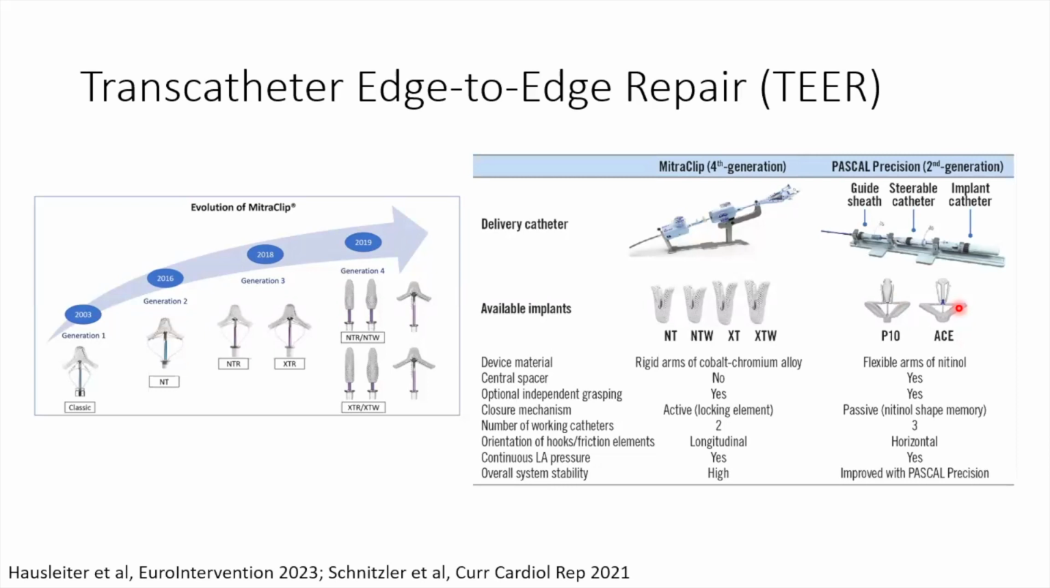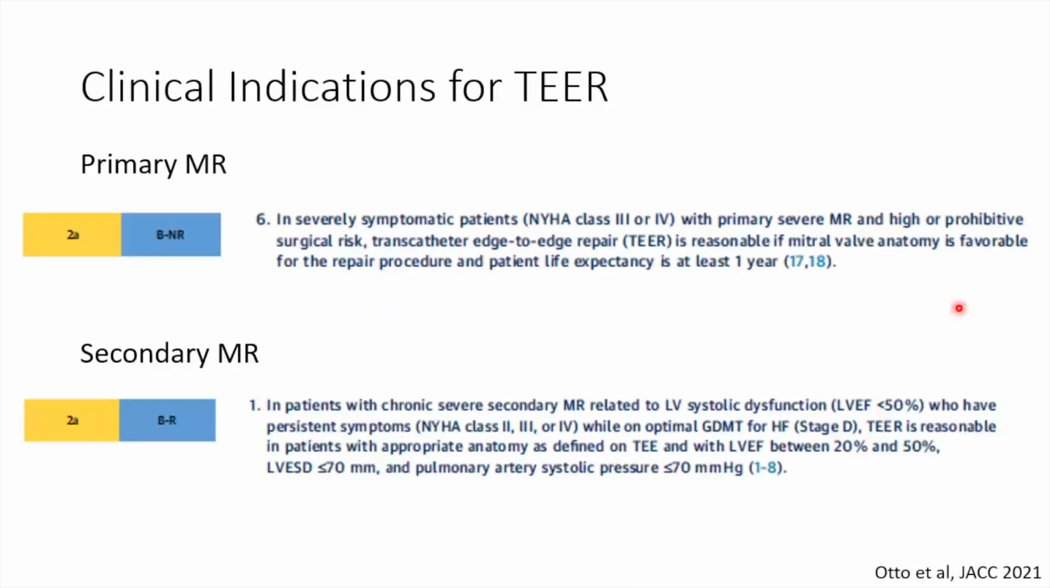So those are some of the differences in the array of mitral clips, and these are used for tricuspid clips as well, that we have on the market right now and being used. And just to remind us, there are now Class 2A indications for use of mitral transcatheter edge-to-edge repair.